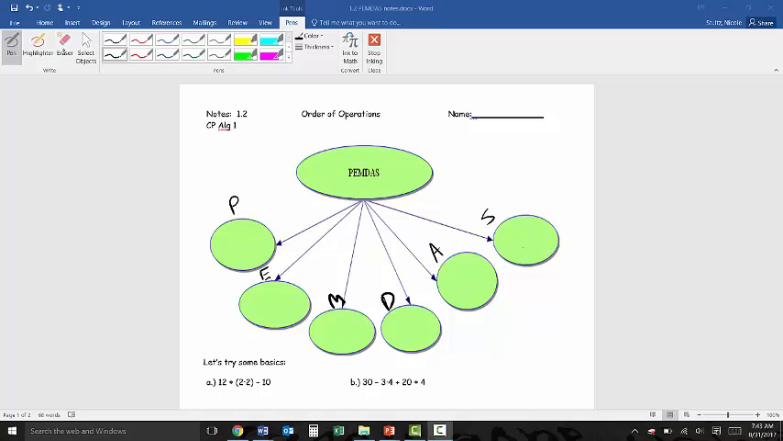Today we're going to talk really quickly about PEMDAS. We all know, please excuse my dear Aunt Sally, stands for parentheses, exponents, multiplication, division, add, and subtract. So it's just a quick refresher.